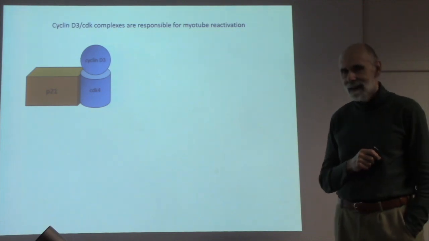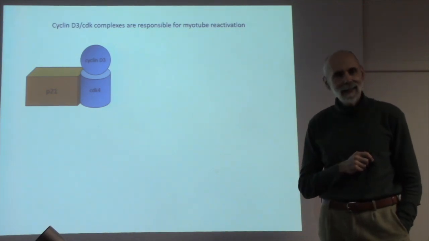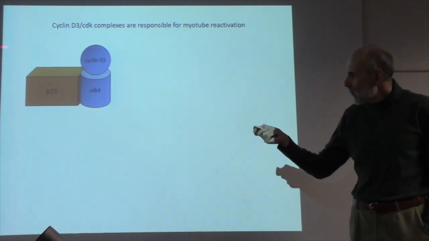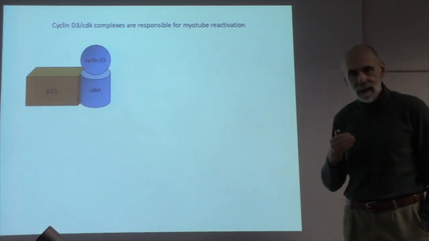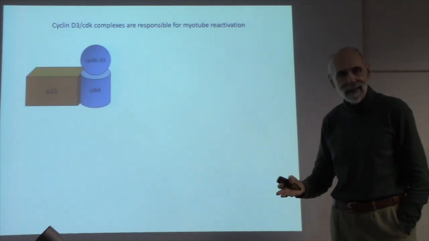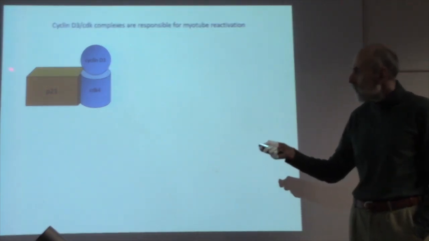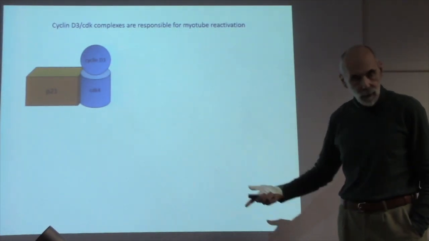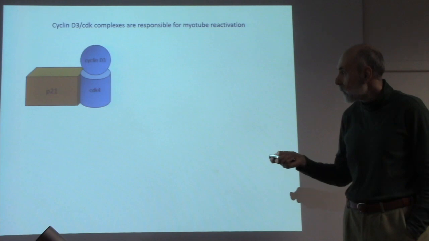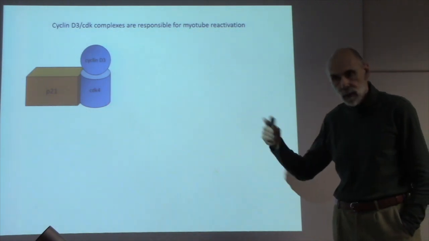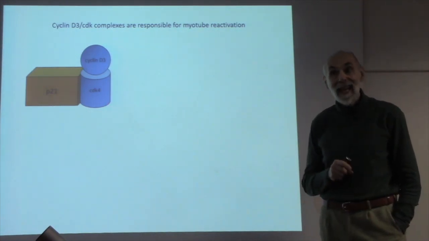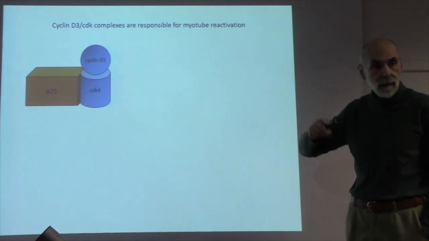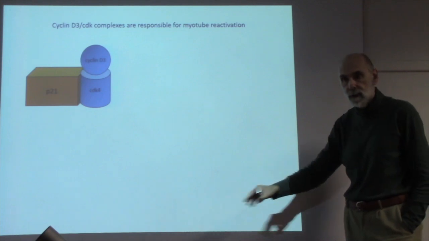Exactly. So that's in fact what the authors did. They reasoned that if they remove P21 alone, that would drive the myotubes into the cell cycle. But if they remove P21 and cyclin D3, they should not go into the cell cycle. If they remove P21 and CDK4, they should also not go into the cell cycle, assuming that these are the only molecules involved in driving the cell cycle in the myotubes in this setting.